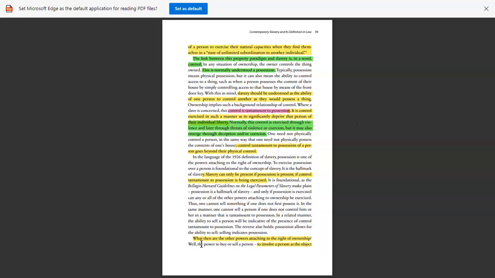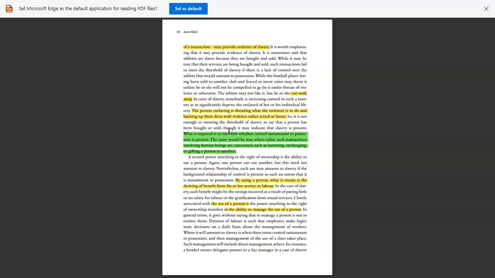So what then are the other powers attaching to the right of ownership? To involve a person as the object of a transaction may provide evidence of slavery. So transactions are huge. In each and every transaction, if a person is controlled or possessed within the transaction, then that might be evidence of slavery. It says right after that, in the unhighlighted area, that it may provide evidence of slavery, which is to infer that it might not. But let's go ahead and look at this.